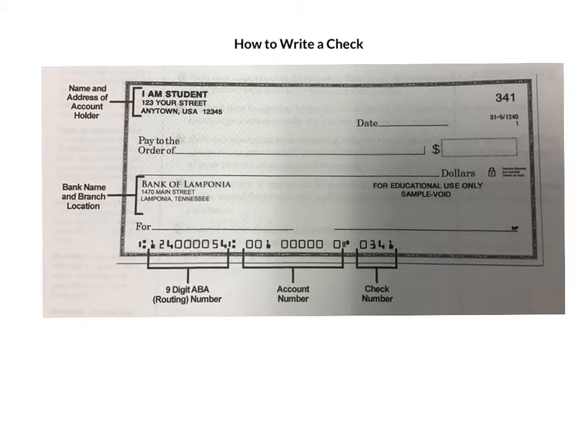So here's an example of what a typical check would look like. Some of them will look fancier, but everything's usually laid out in this manner. The first thing to take notice of is the date. You always want to write the date on there.